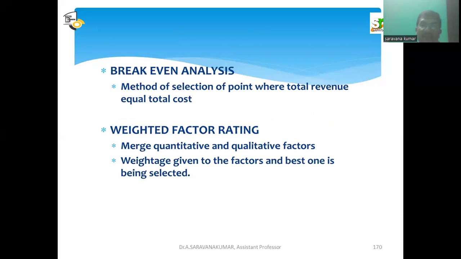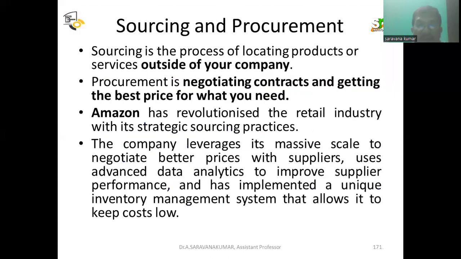Break-even analysis is a method of selecting the point where total revenue equals total cost. Weighted factor rating merges quantitative and qualitative factors, with weights given to the factors and the best one being selected.